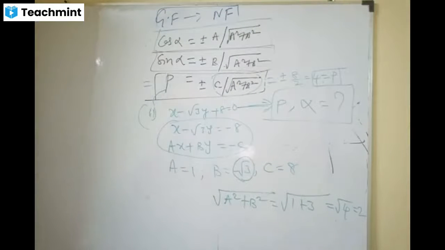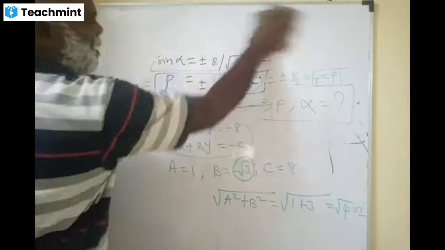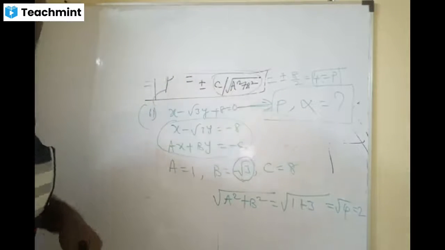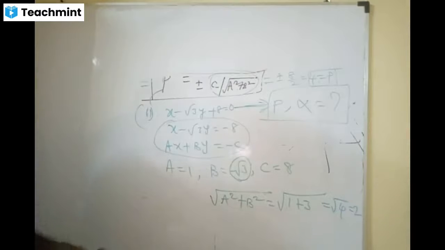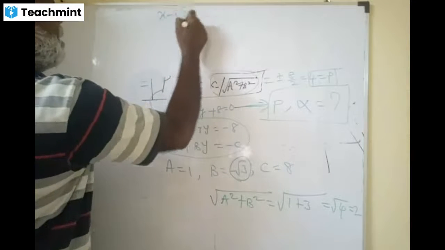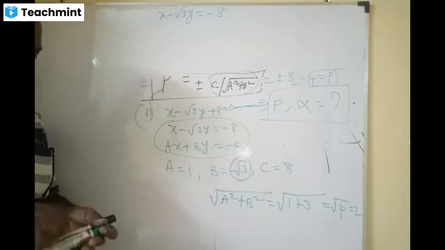Now I'll rub these things, this formula, so that we get a space to write. How to get alpha in the easiest way? Please, look. x minus root 3 y is equal to minus 8. This is the given equation here. Yes or no?